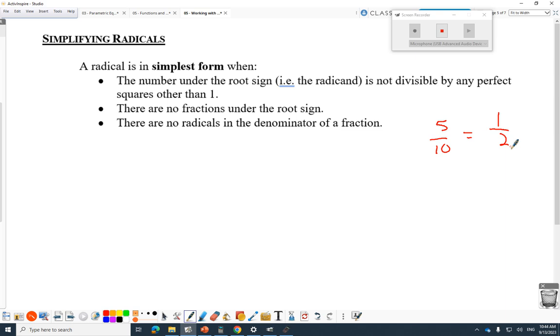Here are the 3 rules. The number under the root sign is not divisible by any perfect squares other than 1. That sentence makes it look more complicated than it is. Wait till I show you what you can do. No fractions under the root sign. That won't be so bad, actually. And no radicals in the denominator. That'll scare you at first, but then I'll fix it, okay? That's slide 5 of 7.